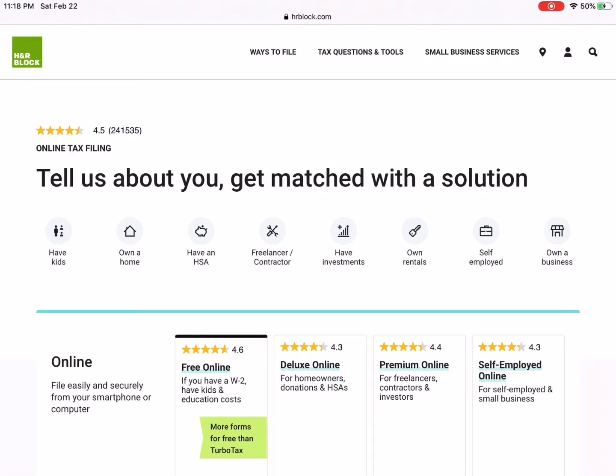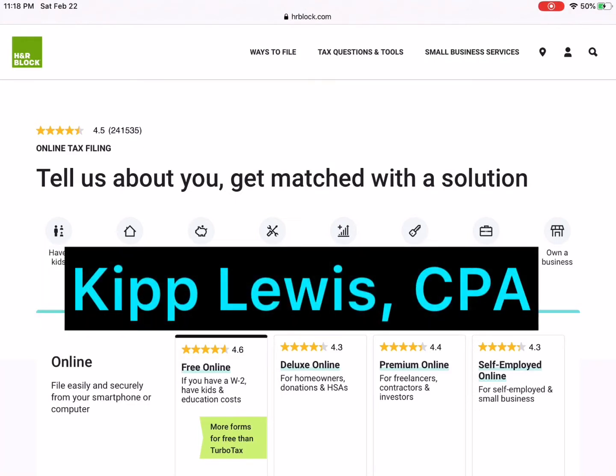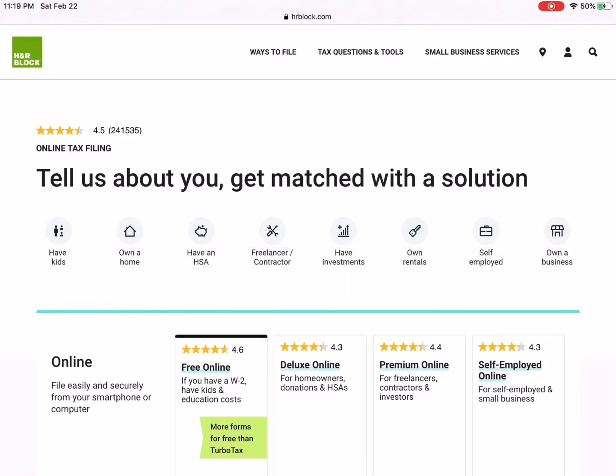But if this is the first time we've met, my name's Kip Lewis. I'm a CPA, I have my master's degree in accountancy with an emphasis in taxation, and I spend a lot of time doing taxes, like it's my full-time job. And so that's why we're going to go through and review this software.